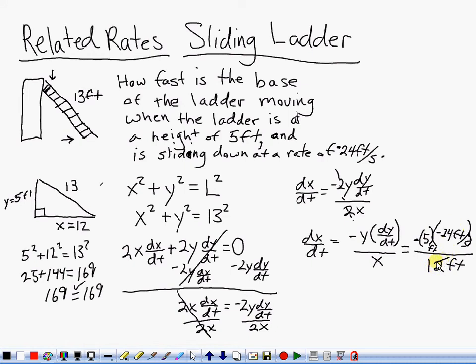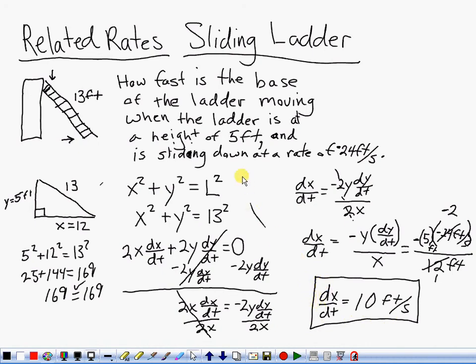12 can cancel. It goes into itself once. It goes in 24 2 times, so now you have a negative 2 left. The feet cancel with the feet, and you have negative 5 times negative 2 is positive 10. And that is feet per second. dx dt is equal to positive 10 feet per second when the ladder is at a height of 5 feet.